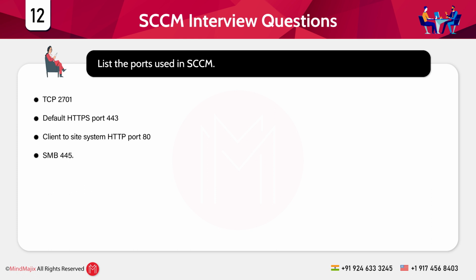The next question is: list the ports that are used in SCCM. So guys, as you can see on the screen, these are the ports that are used in SCCM. The first one is TCP 2701. Then you have the default HTTPS port 443. After this, you have the client to site system HTTP port 80. And last but not the least, you have SMB 445.